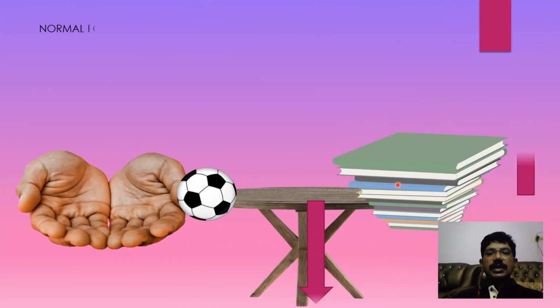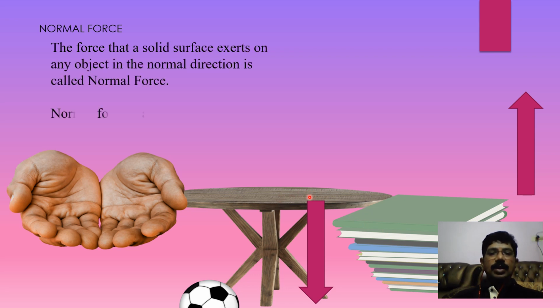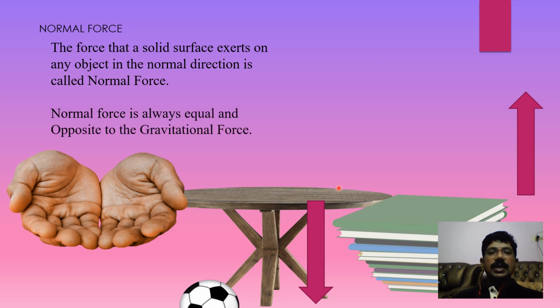Children, observe this animation. See, the books are supported by the table. As soon as I remove the table, what happens? The books have fallen down. Why? Because of the gravitational pull. Till then, the books are supported by a force exerted by the solid surface, which is against the gravitational pull.